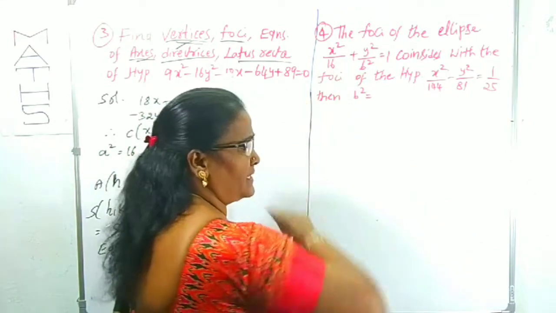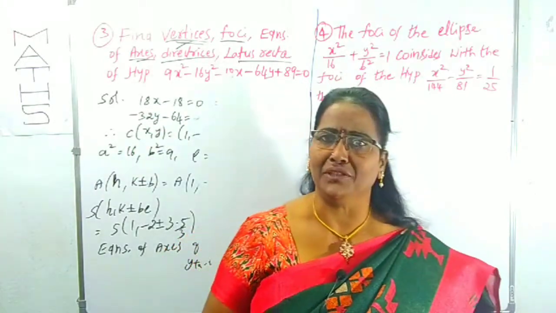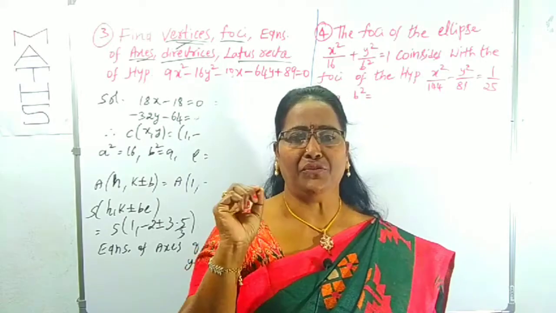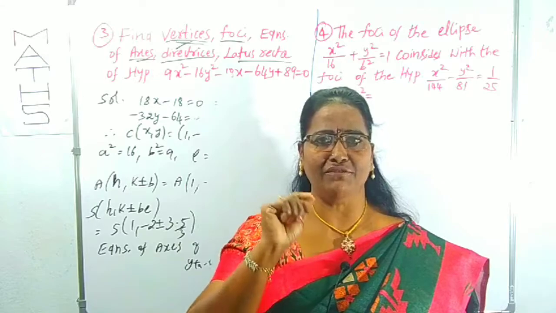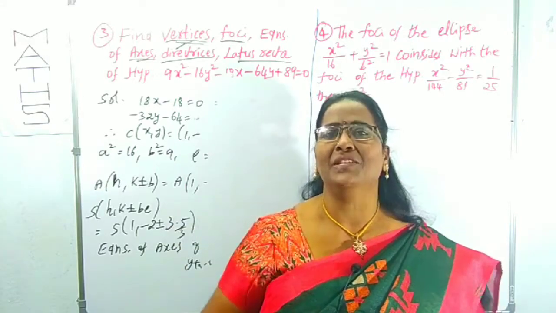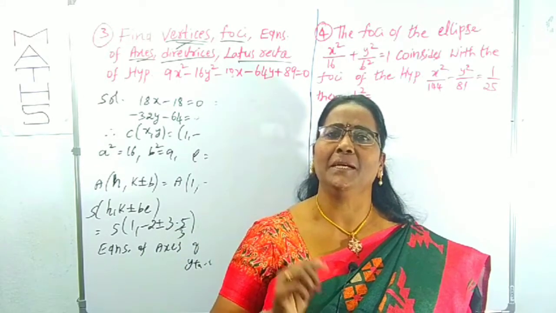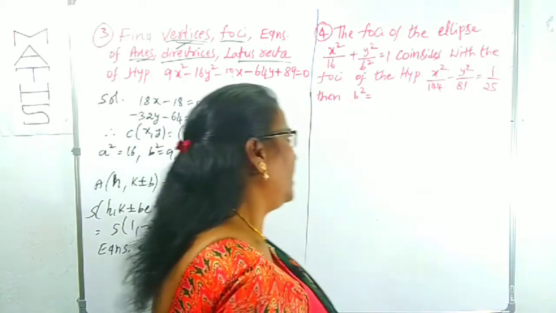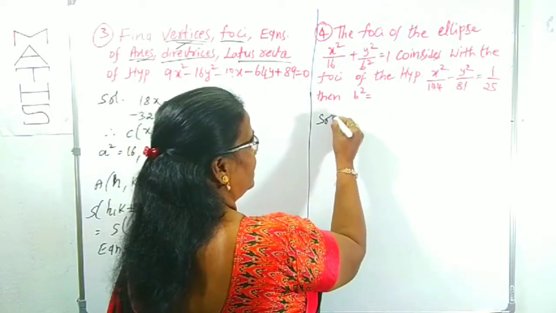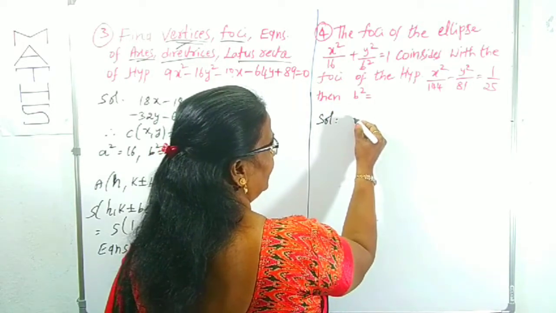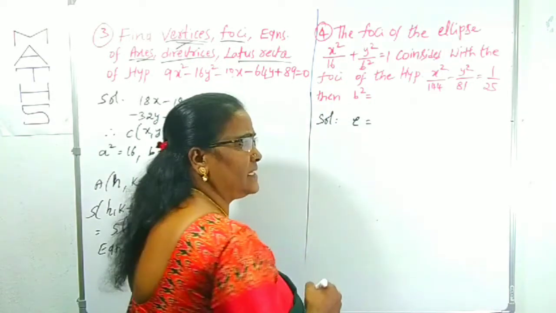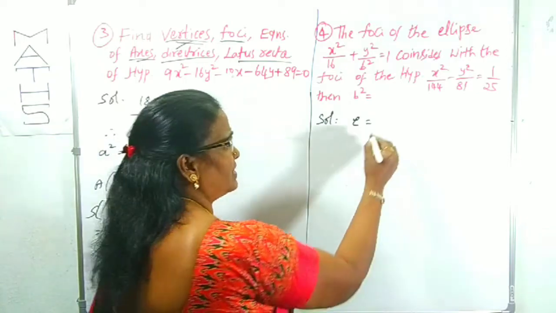Then b squared is asked. Some unknown b squared is there, and you can find it out. What you have to do is simply find the foci of the ellipse as well as the foci of the hyperbola. We can equate them, and from that we can find the b squared value. Now, can you find the eccentricity of the ellipse first? Let it be taken as e. e is the eccentricity of the ellipse.